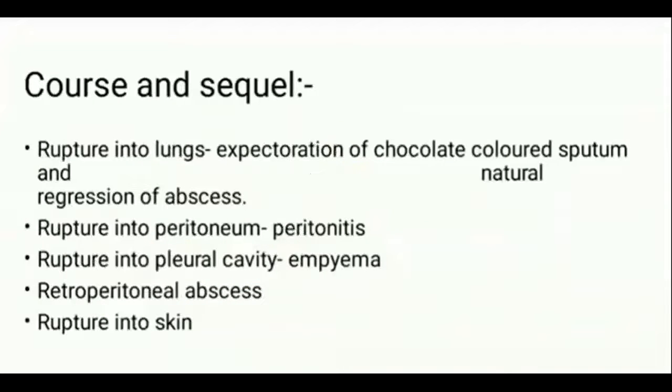Course and its sequel. If it ruptures into the lungs, there is expectoration of chocolate-colored sputum and natural regression of the abscess. If it ruptures into the peritoneum, peritonitis will occur. Rupture into the peritoneal cavity can then lead to empyema, retroperitoneal abscess, and rupture into the skin.